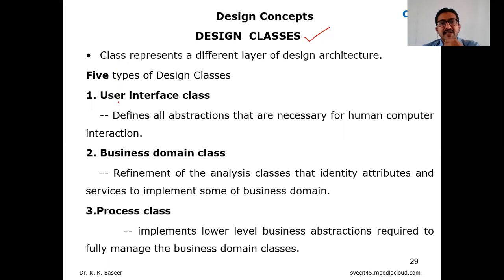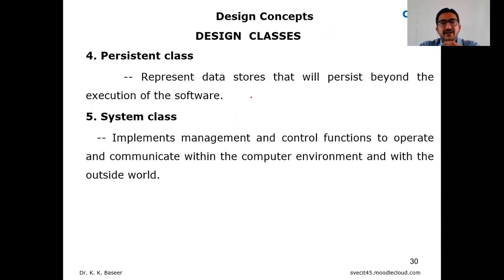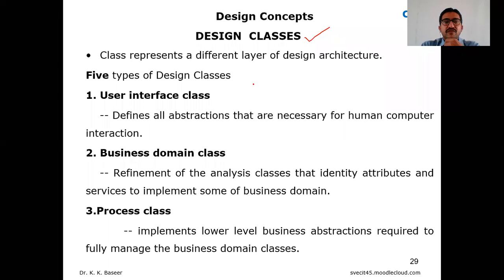The first one, user interface class. Second, business domain class. Third, process class. Fourth, persistence class. Fifth, system class. Let me talk about the user interface class. In the name itself, user interface. An interface acts as a mediator and defines all abstractions that are necessary for human computer interaction, that is HCI. It will act as this class.